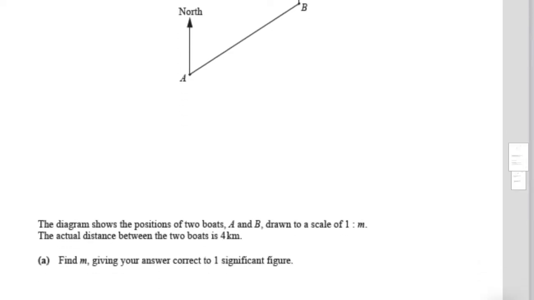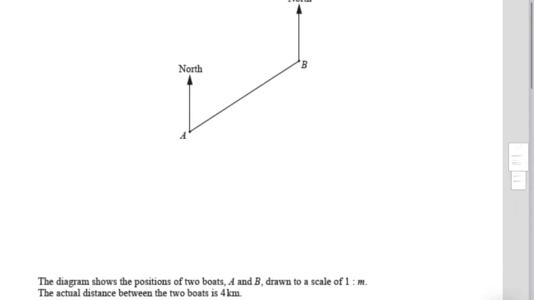So let's start. The question in front of us says the diagram shows the position of two boats A and B drawn to scale of 1:m. The actual distance between the two boats is 4 kilometers. Find m giving your answer correct to one significant figure.